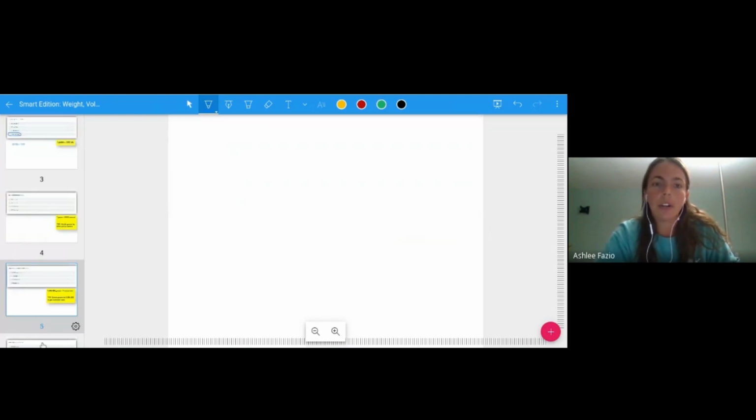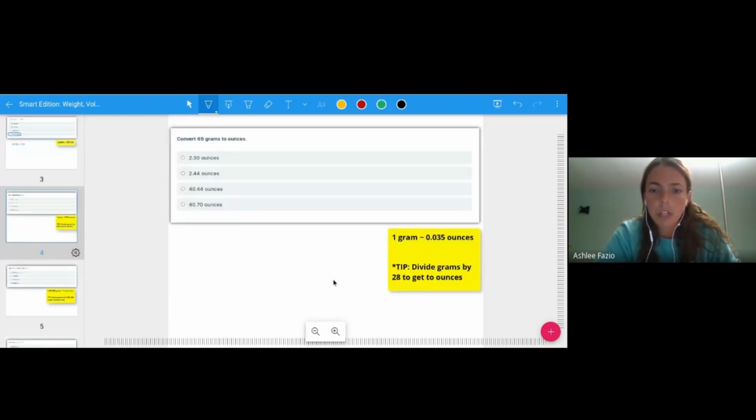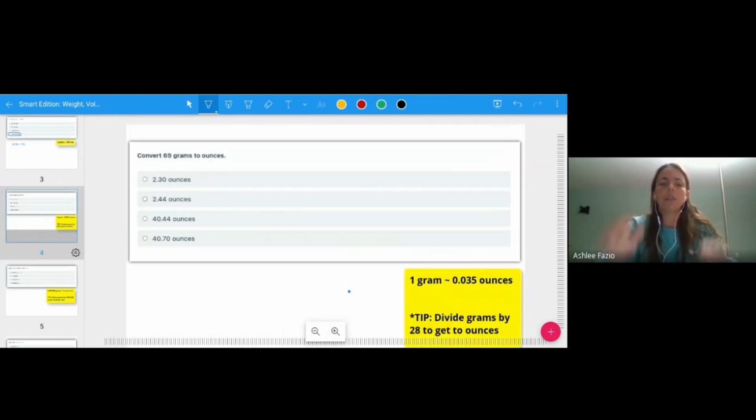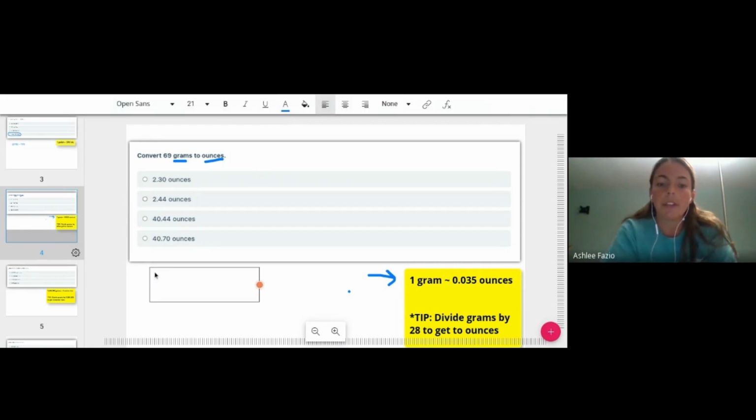So let's go ahead and check out the next one. Okay, so I'll show you two different ways to do this one because there might be two different ways to know this conversion. Convert 69 grams to ounces. Because this gives us grams and we want to know ounces, if we can remember this top conversion, that could be really helpful. Going from grams to ounces, if 1 gram is 0.035 ounces, we would just multiply by that. So we just do 69 times 0.035.